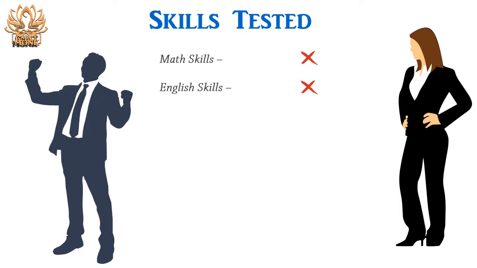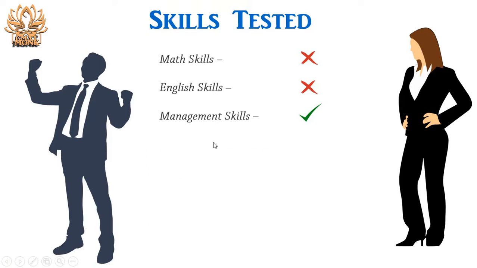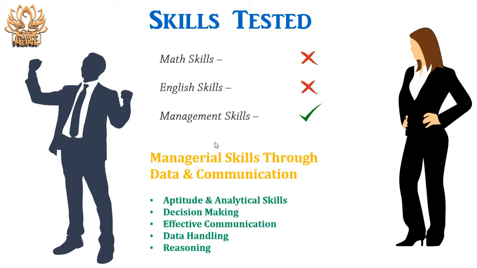So what is it that is tested on your GMAT exam? It's the management skills. It's a managerial skill through your data and communication. So what does a manager do? A manager would manage their employees or team and the customers or the various interdepartmental colleagues. So they would manage different people through communication and data. They will be presented some data, so they need to understand the data and interpret the data.